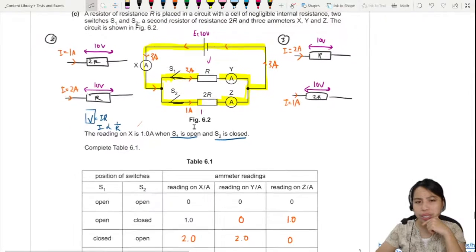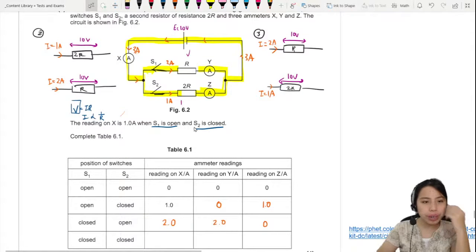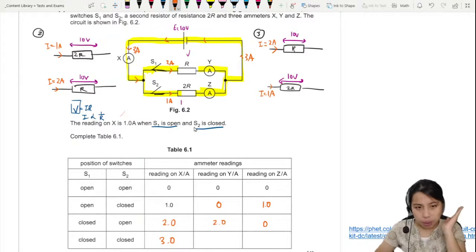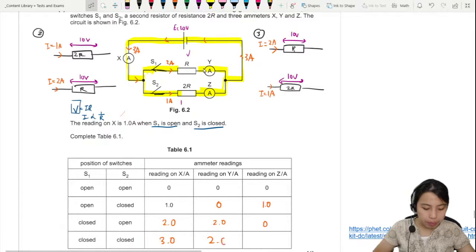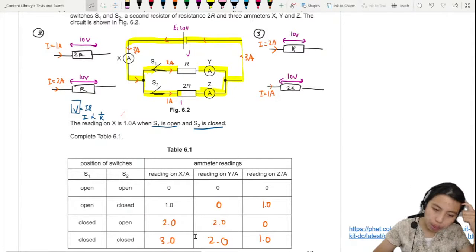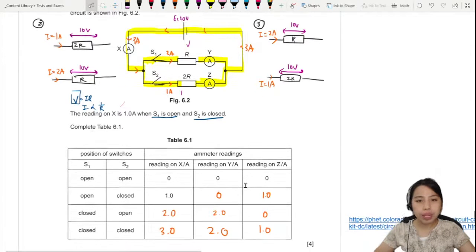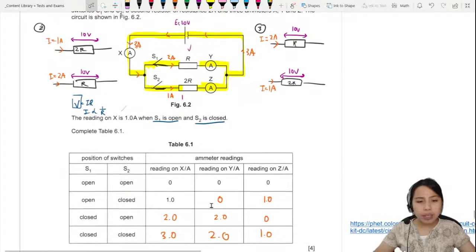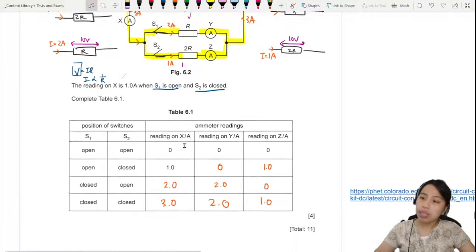Woohoo! We need to write this down. So it's complicated. So, reading on X, we have 3 amps coming in. Y will take 2 amps for that path. And Z will have 1 amp. So 2 plus 1 should equal to 3. This is a tricky question. Okay, so that's how we can think of it. And you say, oh miss, the total circuit current increased to 3 when you close all the switches. Yeah, it can happen like that.